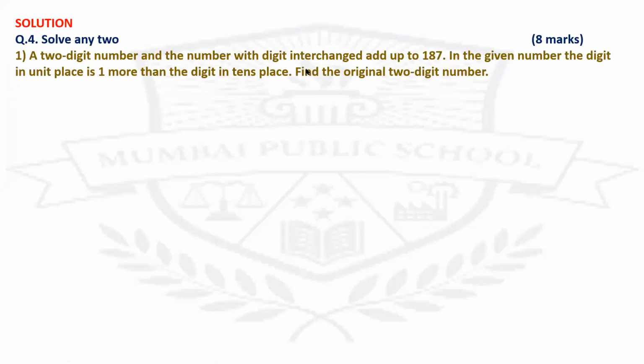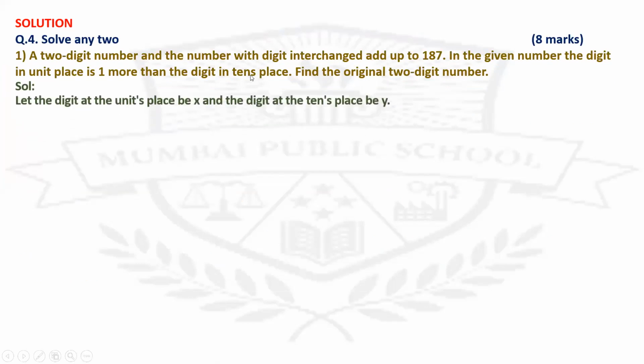A 2-digit number and the number with digits interchanged add up to 187. In the given number, the digit in the units place is 1 more than the digit in the tens place. Find the original 2-digit number. Very simple question. It looks difficult, but once you start noting down the given things and framing the equation, it's very easy.